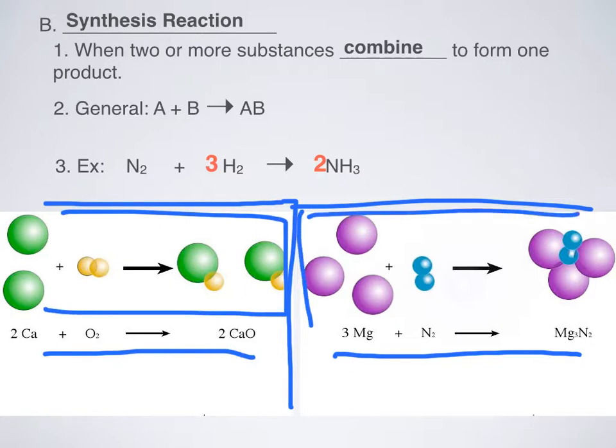And so you can actually see, we have 3 magnesium, and we have 1 nitrogen molecule, and then when we put them all together we get Mg3N2, which is magnesium nitride. Again, just giving us a different way of looking at what synthesis reactions are really all about. But anytime you start with two separate things and you bring them together to make one, that is synthesis.